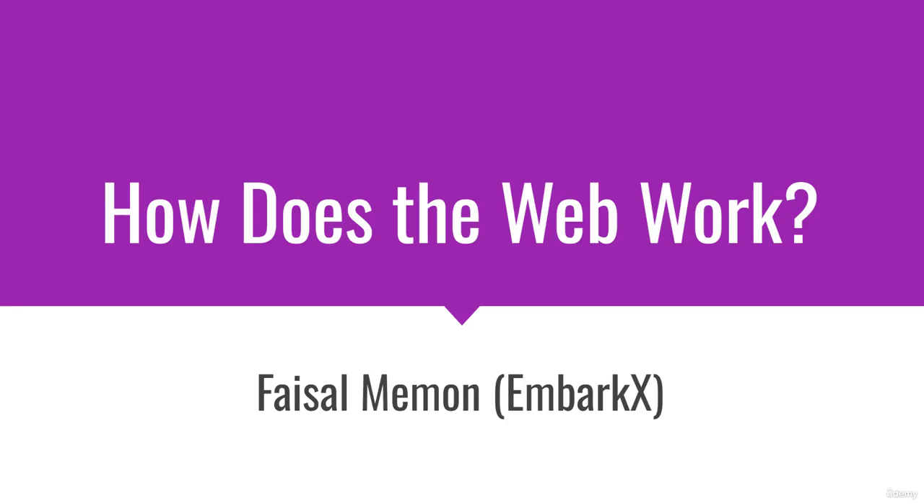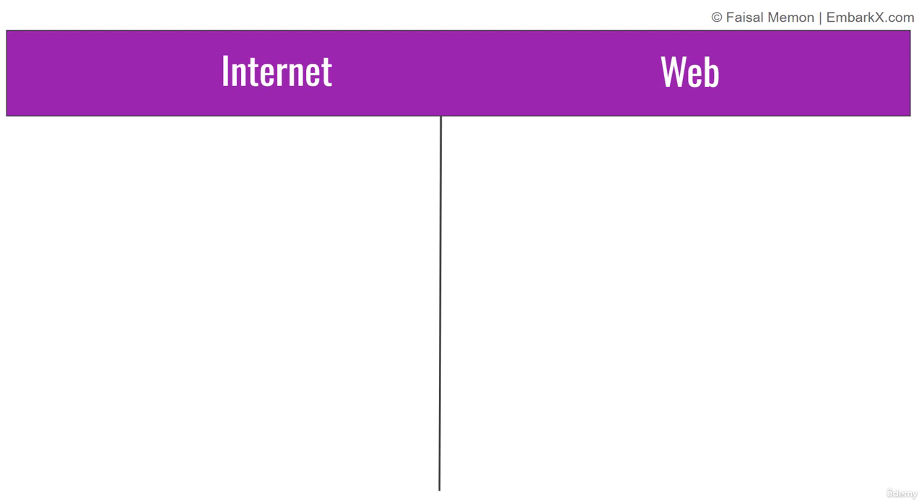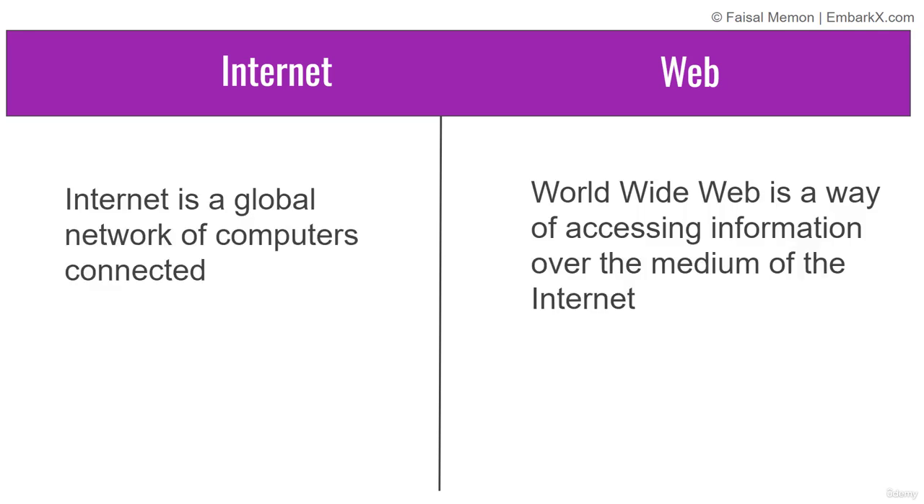So let us begin talking about how web works. We'll talk about two things first, the internet and the web. And it's crucial that you understand the difference between the two. So what is internet? Internet is a global network of computers that is connected through various technologies, including cables and wireless connections. On the other hand, World Wide Web is a way of accessing information over the medium of internet.